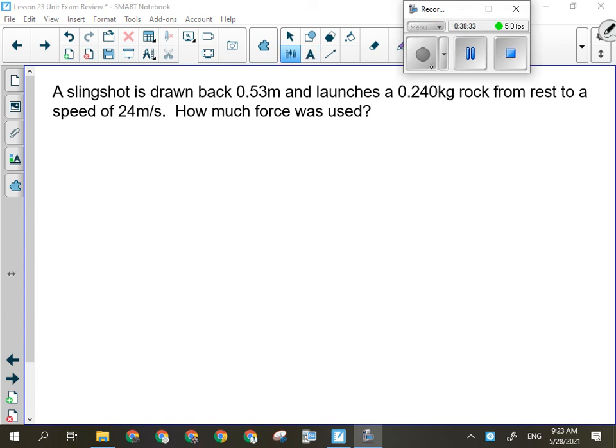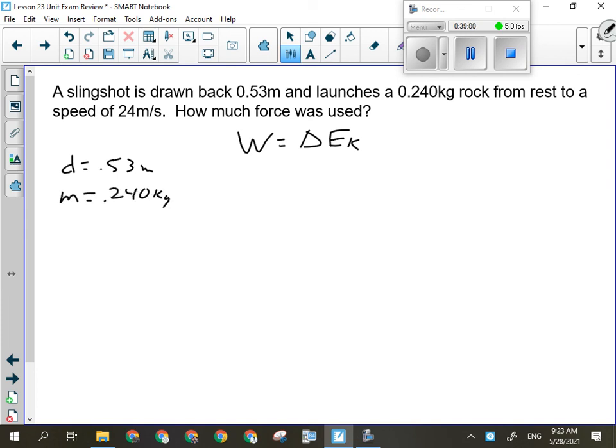So, first thing we want to do is identify what type of energy is changing here. Okay, we've got this slingshot drawn back, and it's telling us that it launches the rock from rest to a speed of 24 meters per second. Speed has to do with kinetic energy, so this is a work energy theorem problem involving a change in kinetic energy. All right, my givens are distance, 0.53 meters, mass, 0.240 kilograms, vi, 0, and vf, 24 meters per second.